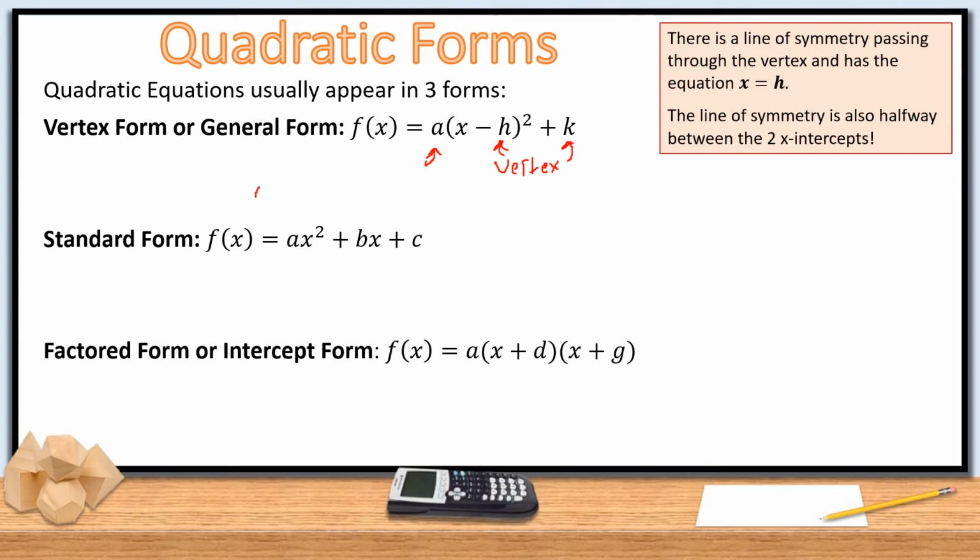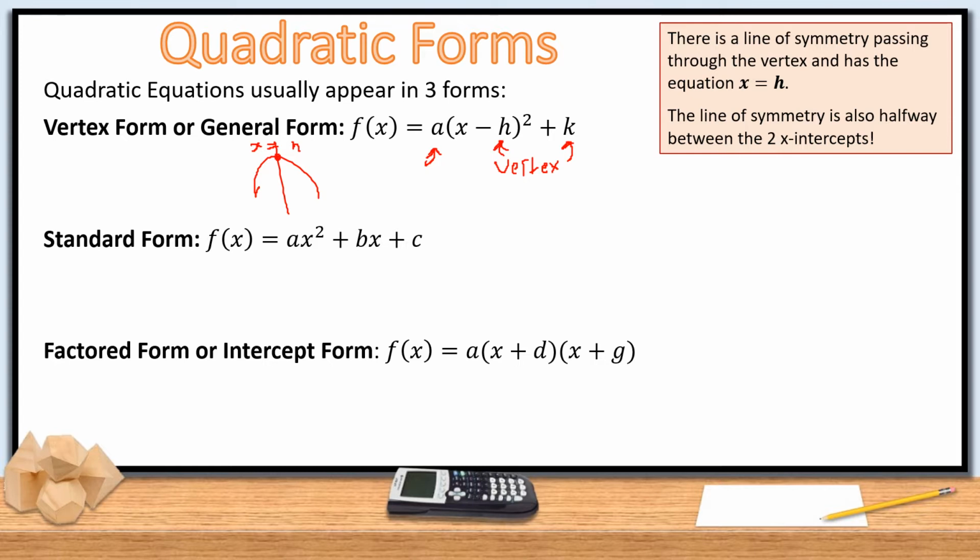A quadratic is symmetrical through the vertex. So if you know the h value of the vertex, then you could say the line x equals h, I'm sorry, not y equals h, x equals h is going to be the line of symmetry for that particular parabola. So you can tell the line of symmetry from looking at vertex form as well.